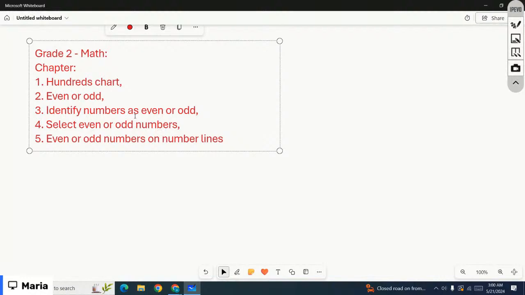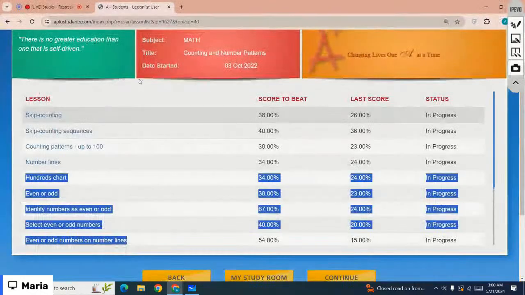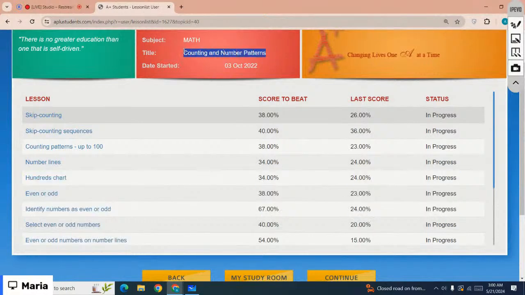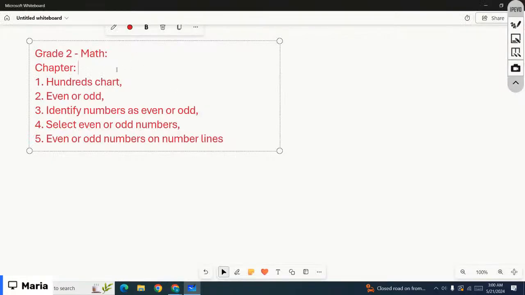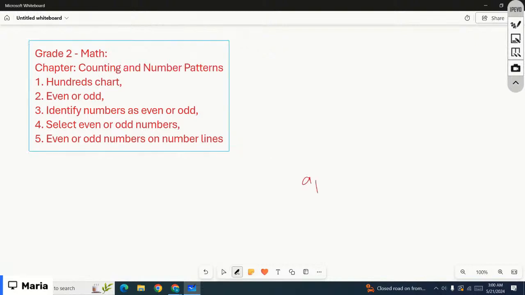We are here for grade 2 math. You can find all the lessons on aplusstudents.com. You have to log in there using your email address and password as provided by the administrator.